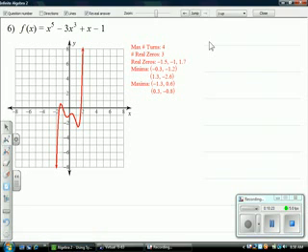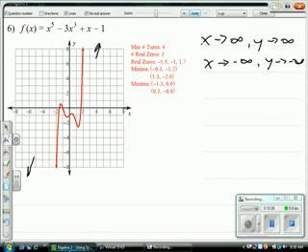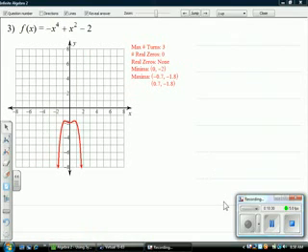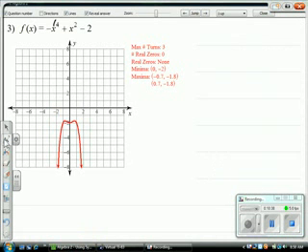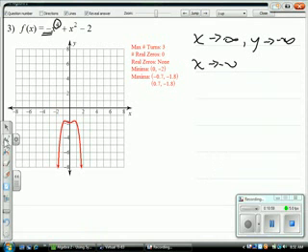Let's try another one real quick. This is a real good example. We have an even degree of positive 4. So we know that our end behavior is going in the same direction, and our lead coefficient is negative. So it means both end behaviors are going down. So how do we write that? As x goes to positive infinity, y goes to negative infinity. As x goes to negative infinity, y goes to negative infinity. Again, they're going in the same direction.